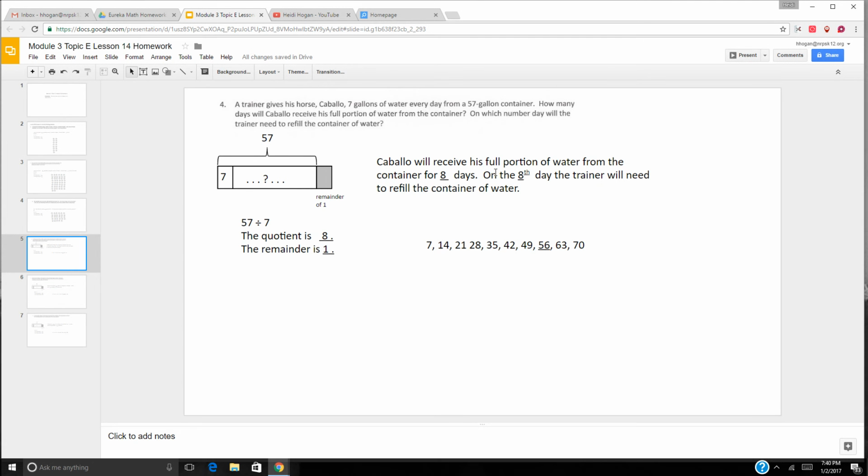Now, is he going to have a gallon left? So on the 8th day, the trainer will need to refill the container? Yes, because he still has 1 gallon left. So he's a little bit left, but on that 8th day, he should refill the container of water.